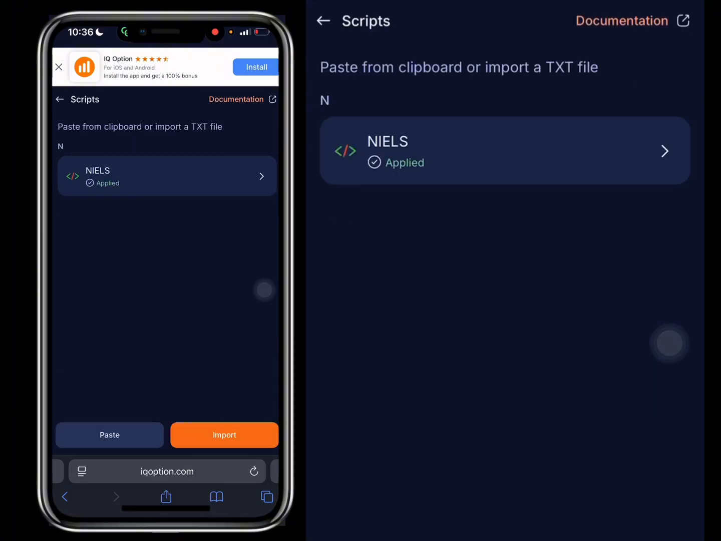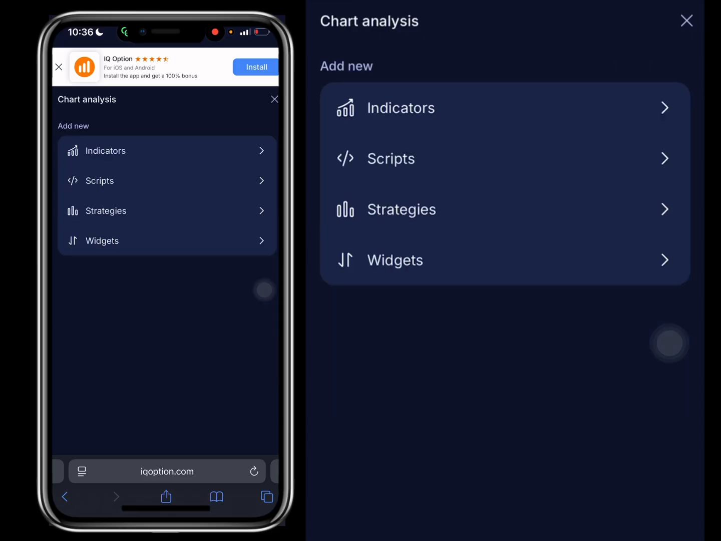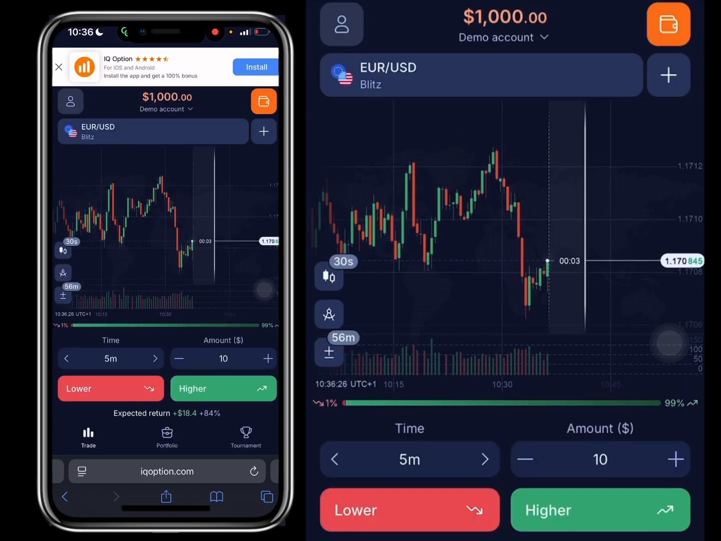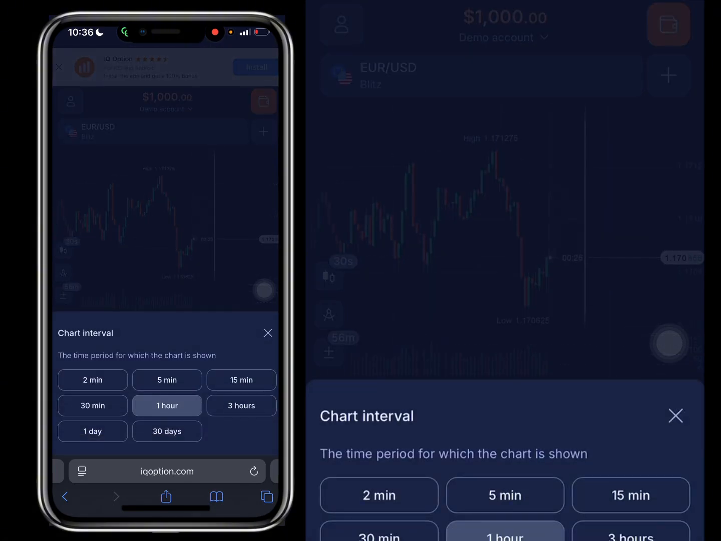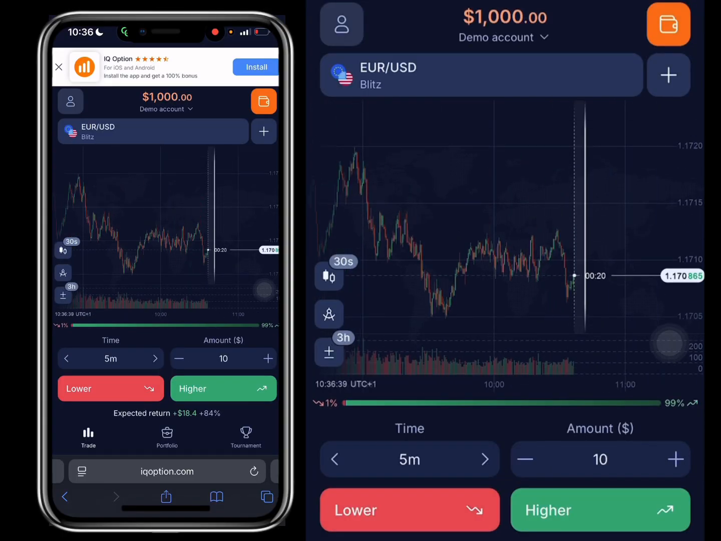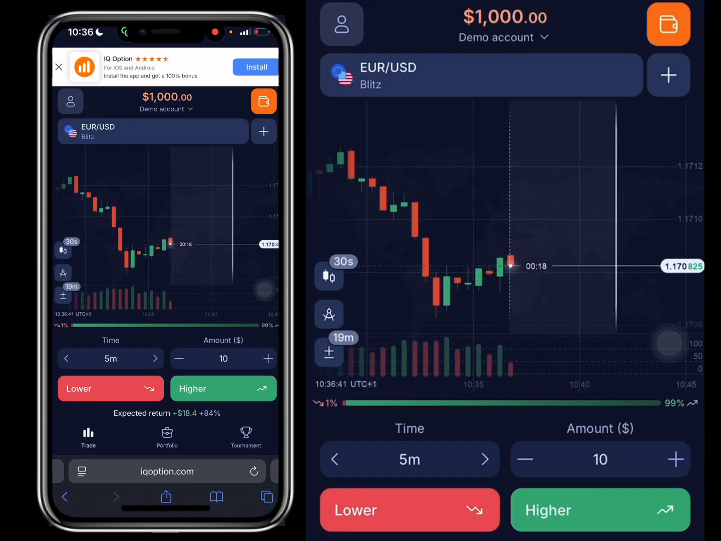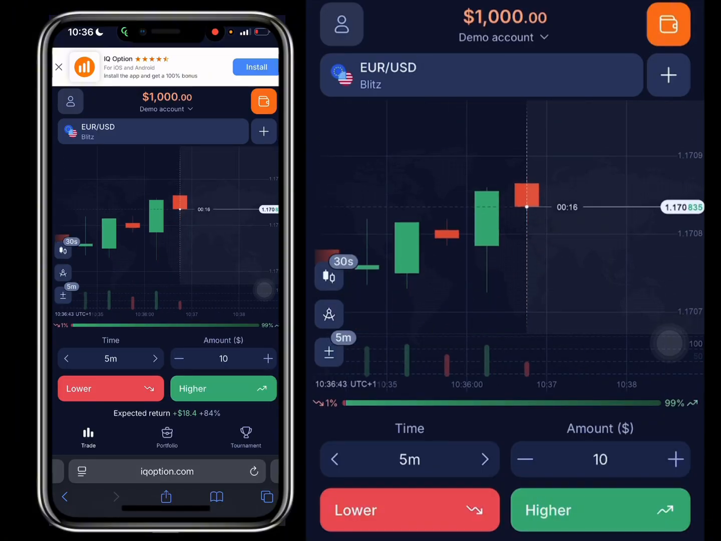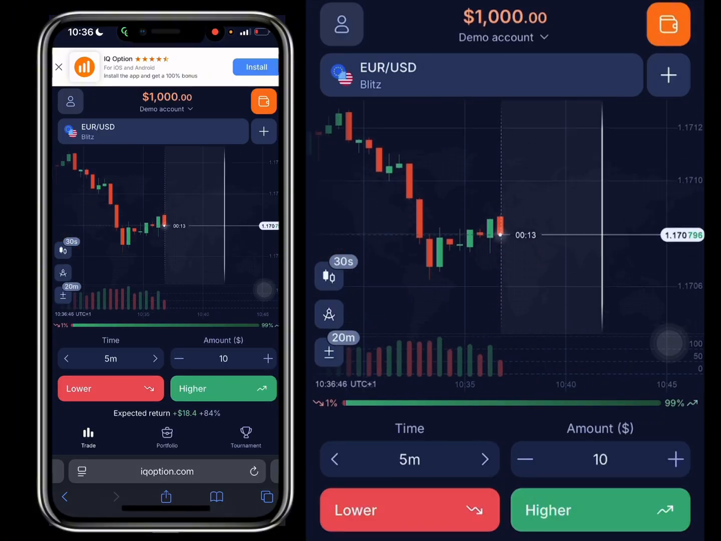So let's remove this for now. I don't want it on the charts, and go back. Yeah. So we have successfully touched on these two things. Now let's do the third one, the third icon. This third icon is your chart interval, and it automatically changes as you zoom in and zoom out. Okay, see, it changes. So if you zoom in, it changes. You don't need to bother about that one.